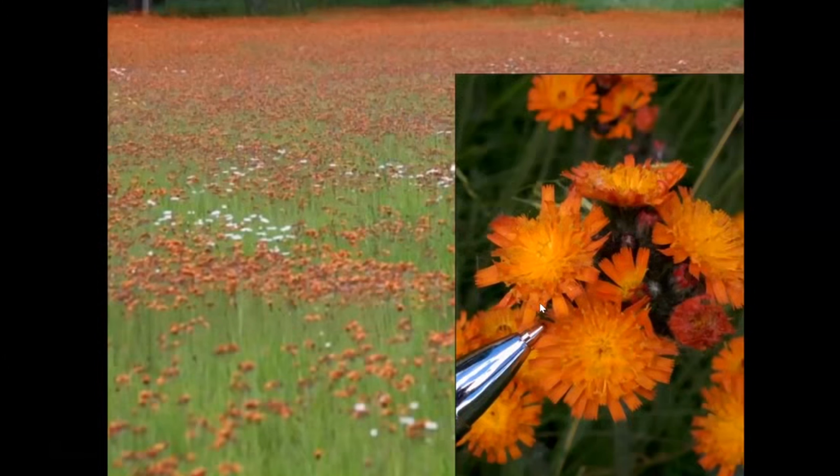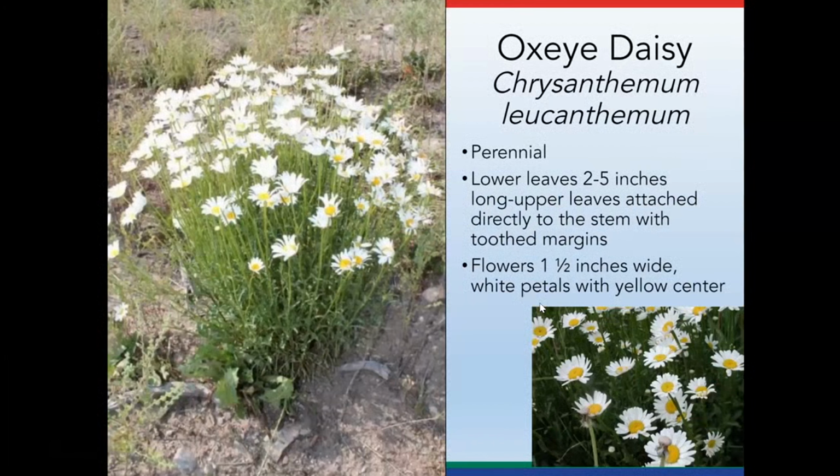All right, so then we move on to Oxeye Daisy, another pretty flower that we deal with, another ornamental release. It's still even planted in a lot of mountain locations. Unfortunately, you can purchase the seed and plant it. Oxeye Daisy is a perennial. Its lower leaves are 2 to 5 inches long. Upper leaves are attached directly to the stem, and the leaf margins are very toothed. The flowers are 1.5 inches wide, and the white ray flowers with yellow disc flowers at the center.